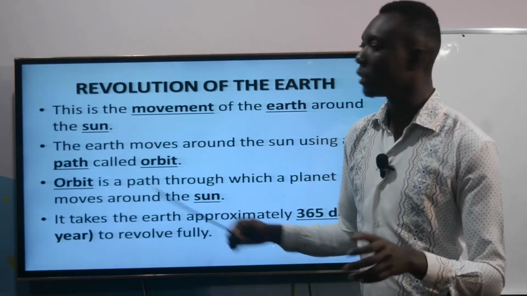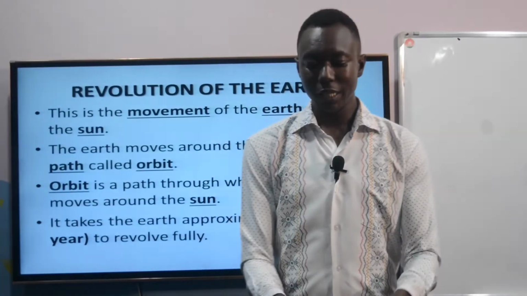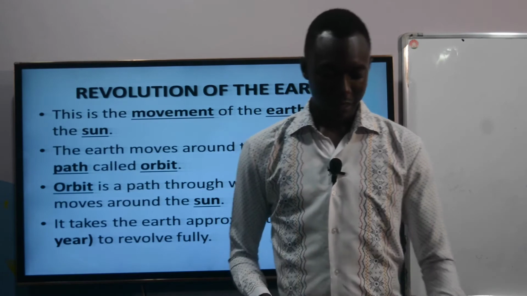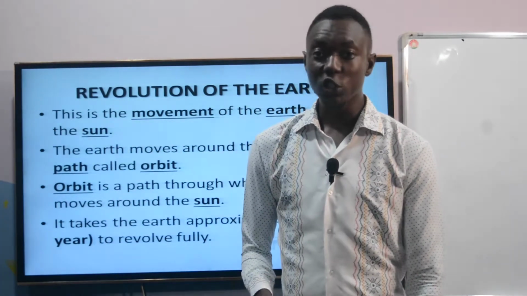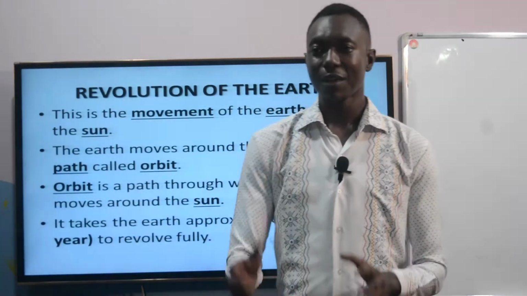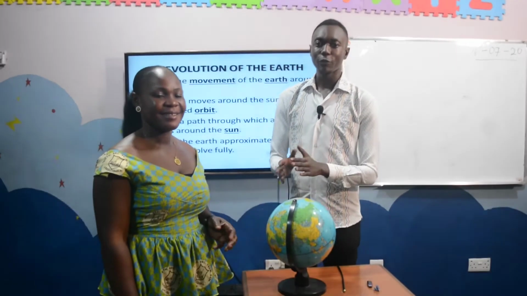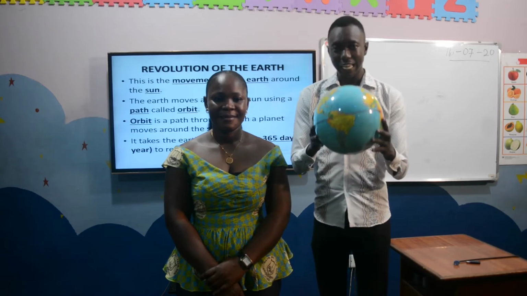The next movement we are going to talk about is revolution of the earth. Now, I would like Auntie to come and assist me as I demonstrate revolution of the earth. Please come. Now, Auntie is going to help us demonstrate revolution of the earth. We are going to assume Auntie as the sun. You know, the sun doesn't move. Therefore, Auntie is not going to move. All right? This is the earth.